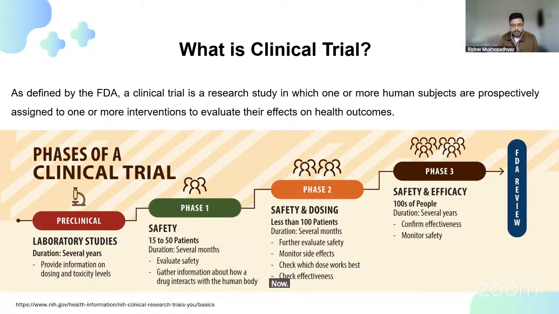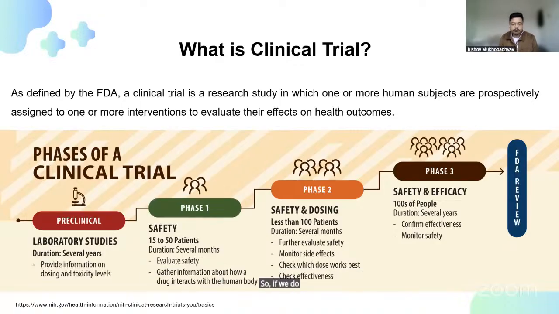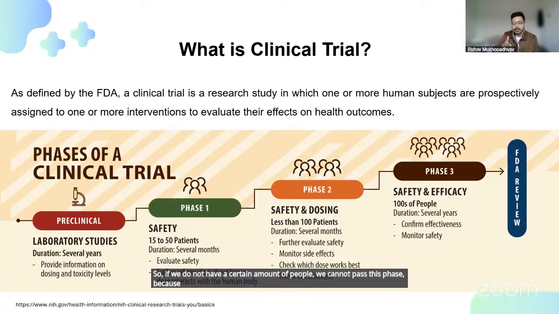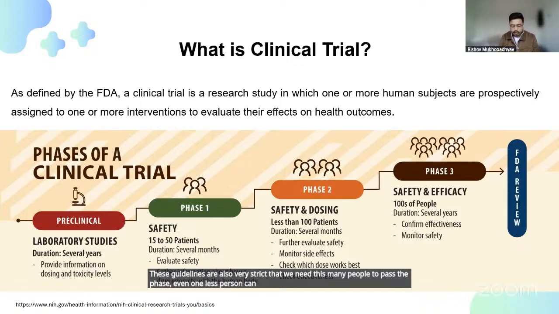Now, what happens is, as you can understand from these phases, patients or people are our fuel. So we really need people to test our products, or the medicine, on. If we do not have a certain number of people, we cannot pass this phase, because these guidelines are also very strict, that we need this many people to pass the phase. Even one less person can really create a problem.